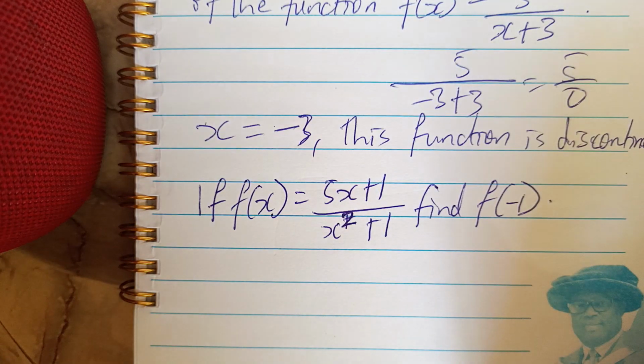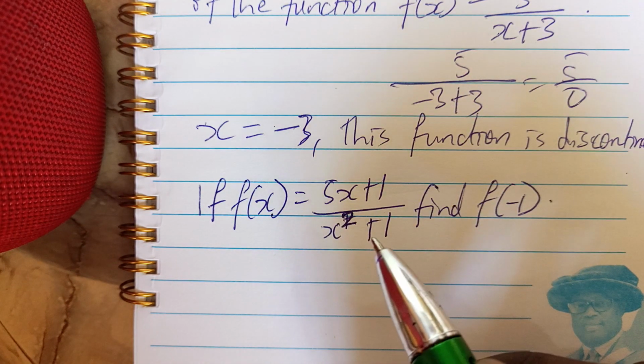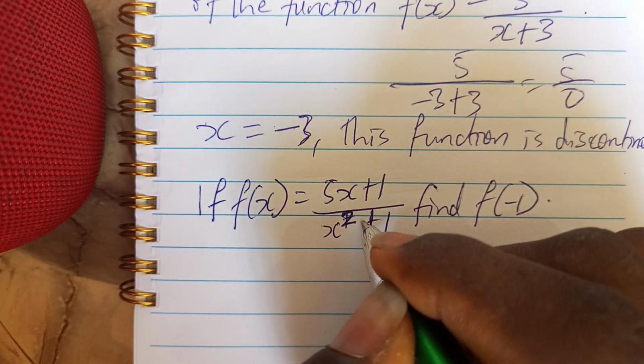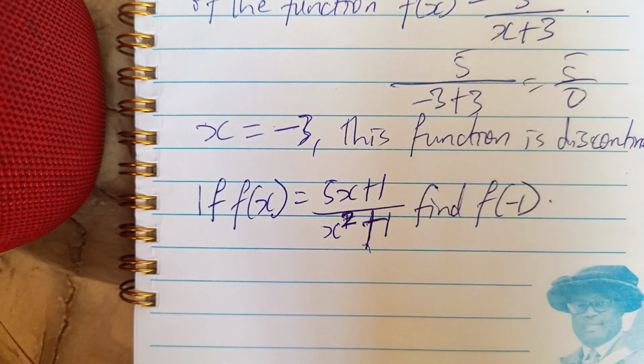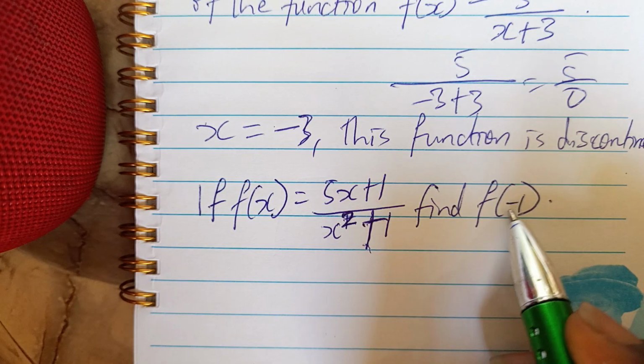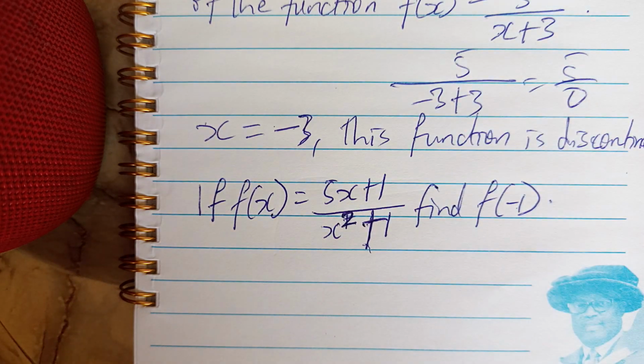Alright, another question before us now. Practically almost the same thing. If f of x is equal to 5x plus 1 over x squared plus 1, find f of minus 1. Alright, f of minus 1. So practically impute minus 1 into this function.